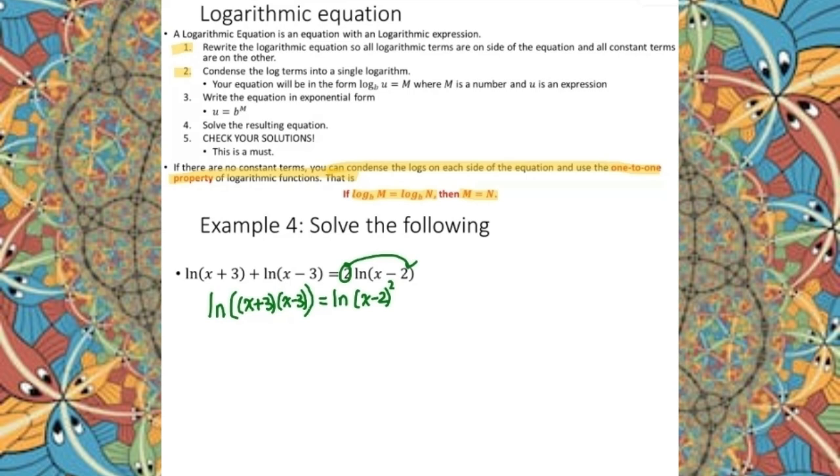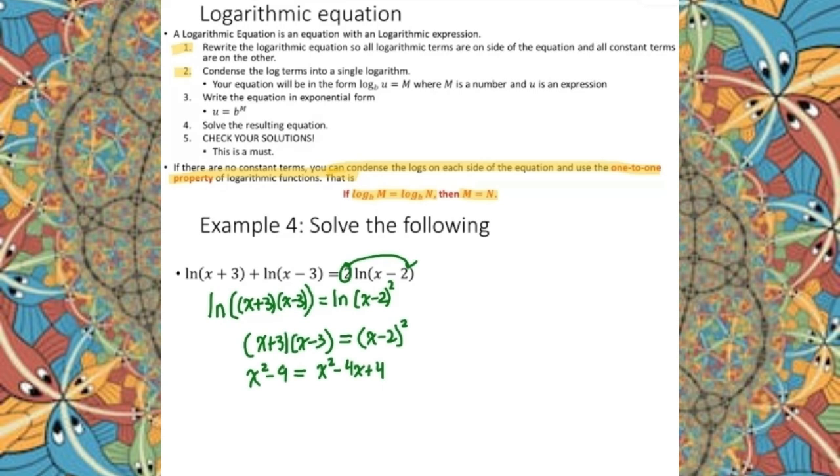Since I now have the natural log of one input equals the natural log of another, according to the one-to-one property, the two inputs must be equal. That is to say, x plus 3 times x minus 3 equals x minus 2 squared. Now our equation is beginning to look quadratic, so let's expand. The left-hand side after FOILing will be x squared minus 9. The right-hand side, if we write as x minus 2 times x minus 2 in FOIL, or if we use our special multiplication rules, becomes x squared minus 4x plus 4.